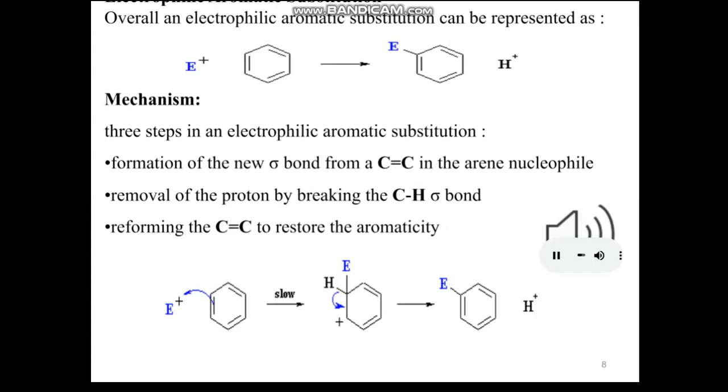The carbocation intermediate then loses a hydrogen to restore the resonance hybrid and restore the aromaticity of the benzene. This is called the mechanism of the electrophilic aromatic substitution reaction.